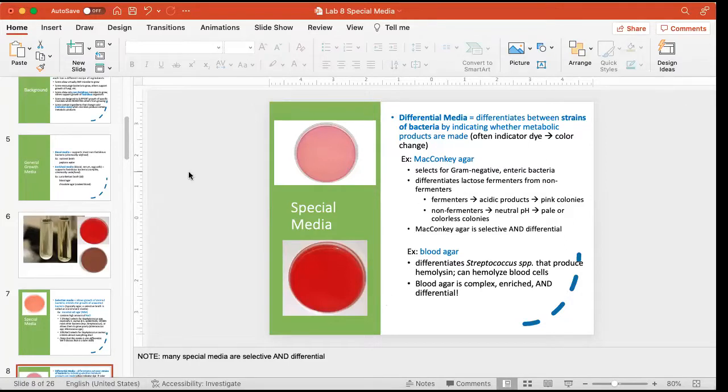Now, these are just examples of differential media. There are lots and lots of differential media. And remember, I said a lot of special media is both selective and differential, including the two types that we're going to use today in our virtual experiment.